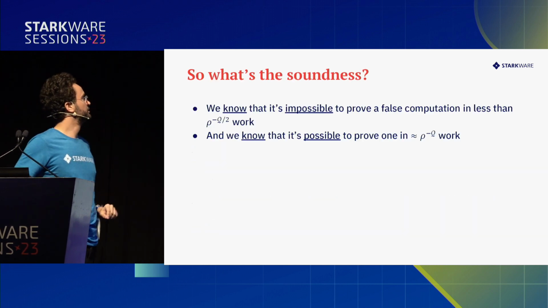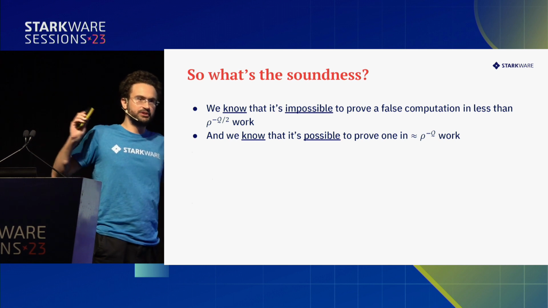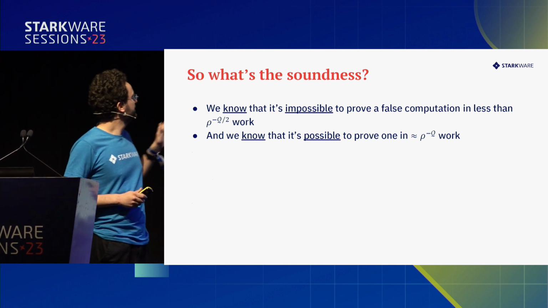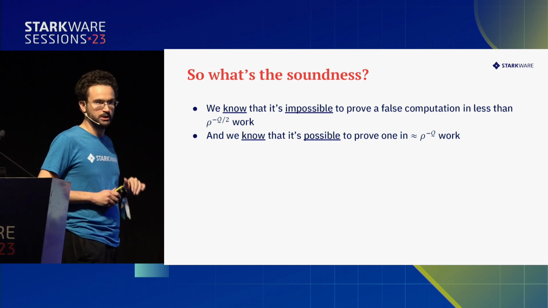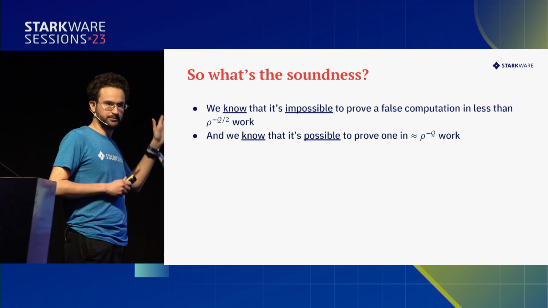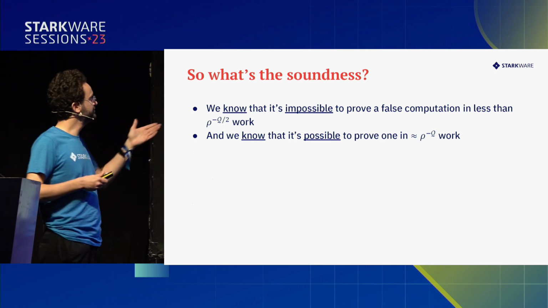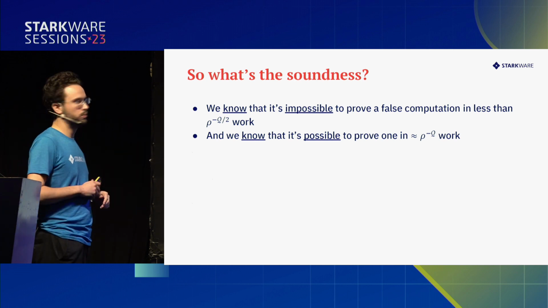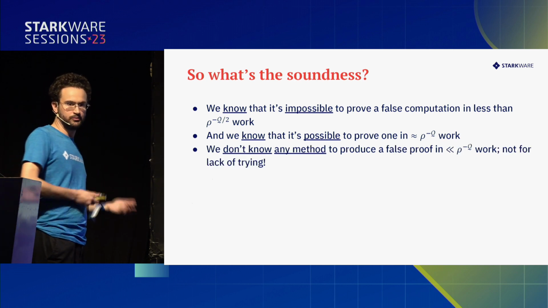And so let me just summarize. What is actually the soundness of FRI? We know that it's impossible to prove a false computation in less than square root of rho to the power of q work, because of these proximity gaps results. And we know that it is possible with a naive attack to do it in just rho to the power of minus q work. So the answer is somewhere in between.